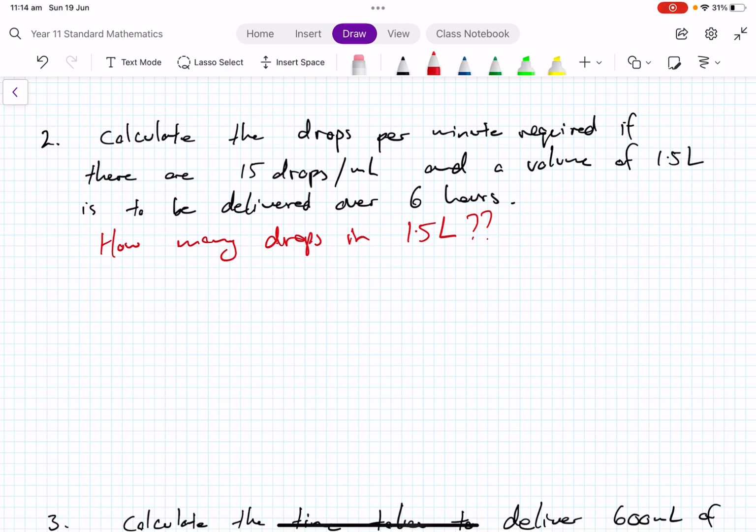So there's 15 drops per milliliter, 1.5 liters. So let's have a think. 1.5 liters is equal to, well, we multiply by 1,000. That's how we convert it to milliliters. It's 1,500 milliliters. So in this case, there's 15 drops in every milliliter, so we multiply by 15. And so 1,500 milliliters in this case is 22,500, I think it is.